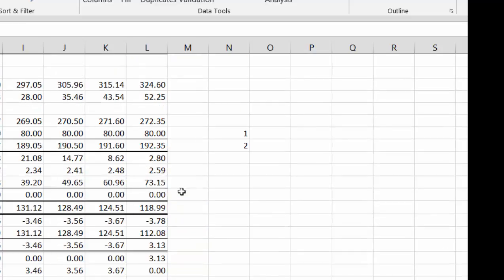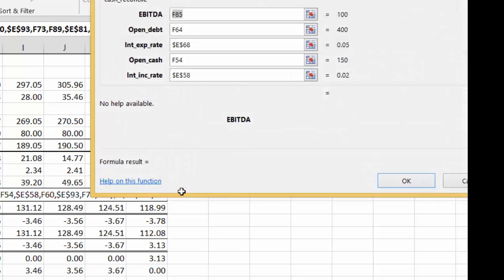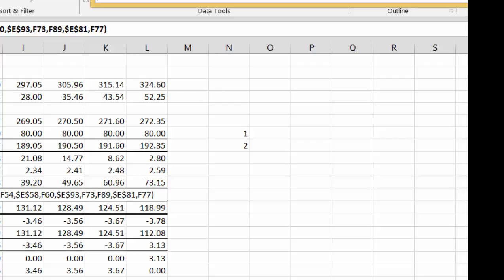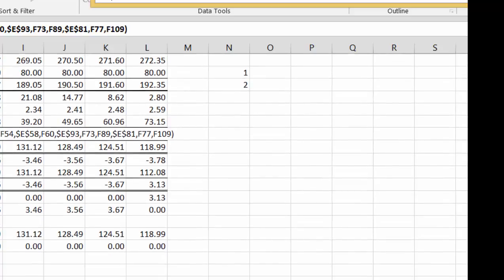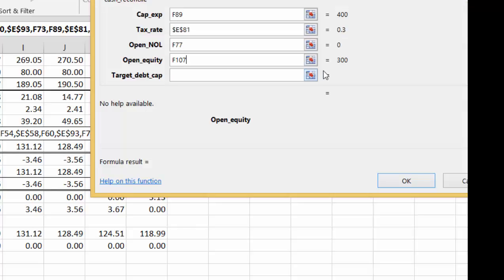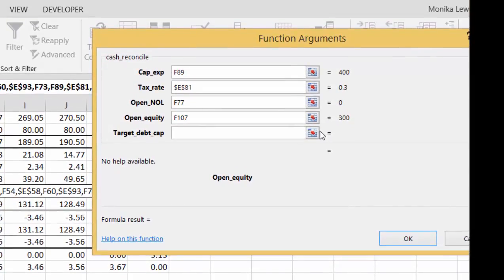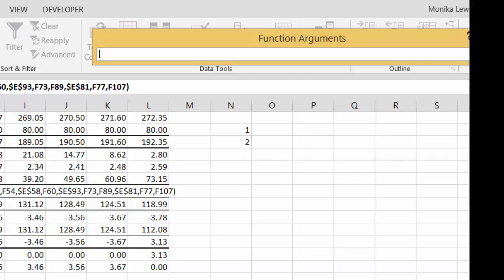Now, when we do this, we remember, let's press Control F3. We need to put our opening equity here, which I suppose the easiest place to find that is down at the balance sheet. And then we put our okay, come on, okay.